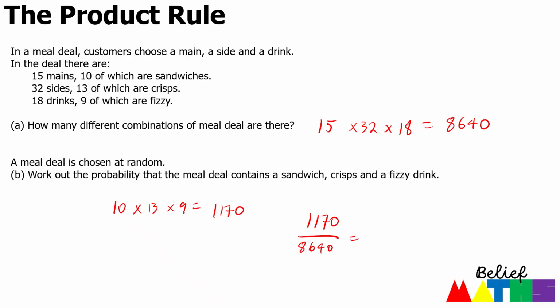And we can leave that like that, or we can simplify it down if we wish. But again, you don't have to simplify probability. But again, because we have a calculator, we can make our life a little bit easier. And it gives you 13 over 96, or as a decimal, 0.135.